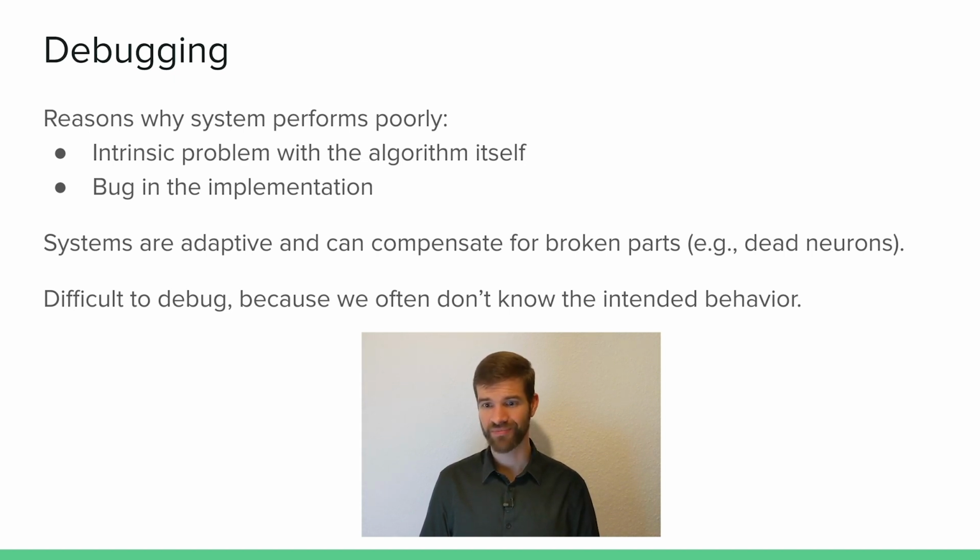One of the unfortunate things with neural networks is that systems are adaptive and they can compensate a lot of human errors. So even if you throw a bunch of garbage in there and play around with non-ideal hyperparameters, you can still get some actually good output results. They can compensate for many of the broken parts, for example, dead neurons. You can have some neurons that are no longer sending any output signals, and still you can perform very well.